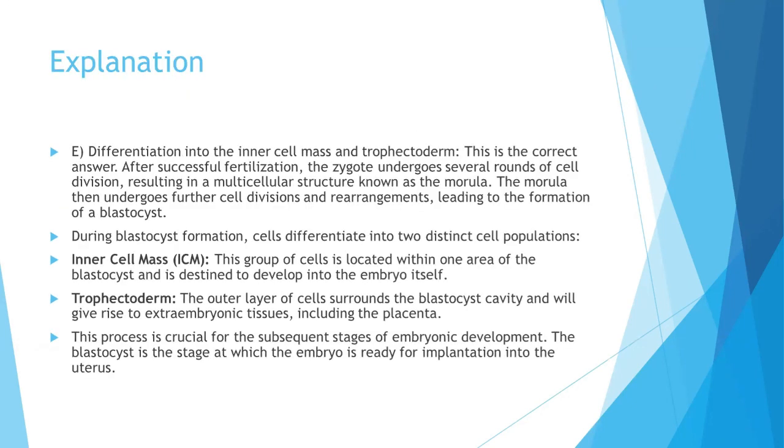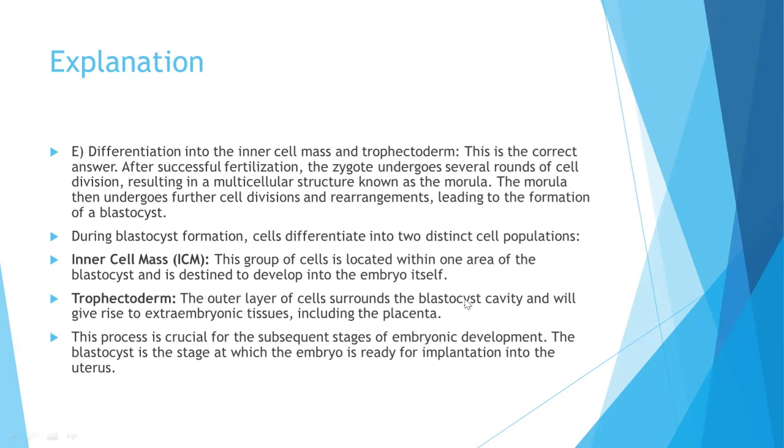Differentiation into the inner cell mass and trophoectoderm is the correct answer, because after successful fertilization, the zygote undergoes several rounds of cell division, resulting in a multicellular structure known as the morula. The morula then undergoes further cell divisions and rearrangements, leading to the formation of the blastocyst. During blastocyst formation, the cells differentiate into two distinct populations. The inner cell mass is a group of cells located within one area of the blastocyst and is destined to develop into the embryo itself.